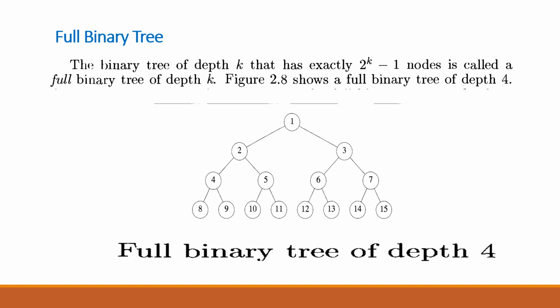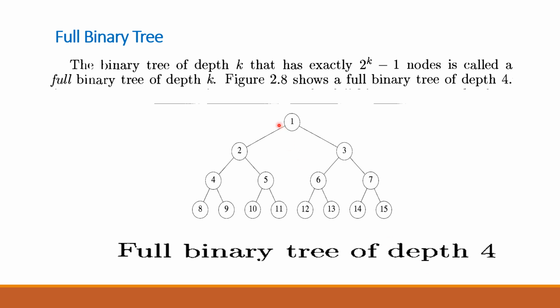At level 1, level 2, level 3 and level 4, all nodes can be a left subtree or a right subtree, and all nodes must be completely filled at that level. We call that a complete binary tree or a full binary tree. A binary tree of depth k that has exactly 2 to the power of k minus 1 nodes is called a full binary tree of depth k. This diagram shows the full binary tree representation of depth 4.